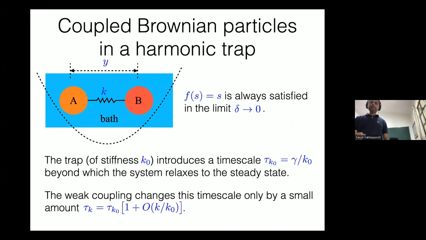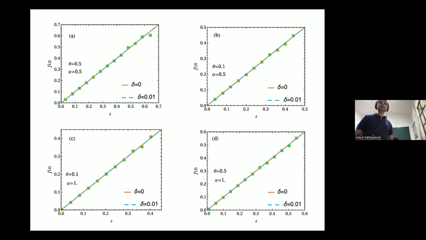Okay. So now this system, if you put it in a harmonic trap, then in all regimes, of course, it satisfies the fluctuation theorem, and that's something you can understand because this trap doesn't allow the particle to go far away, so it always stays in this weak coupling regime. Another way of saying it is that there is a time scale set by this trap, the time scale of relaxation for the system, and this coupling modifies the time scale by a small amount. So it's like a regular perturbation, and you see here that it satisfies this fluctuation theorem in this case.